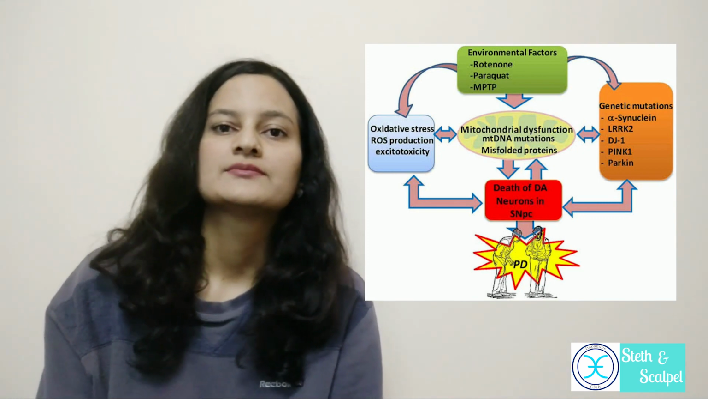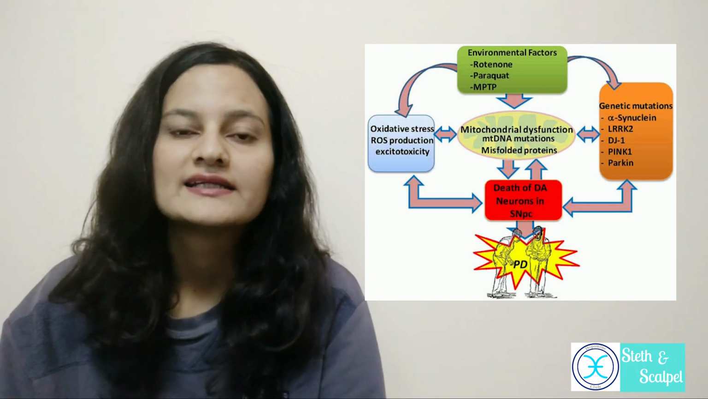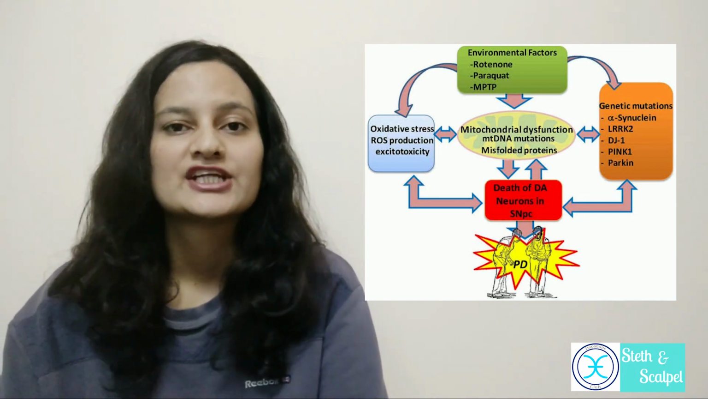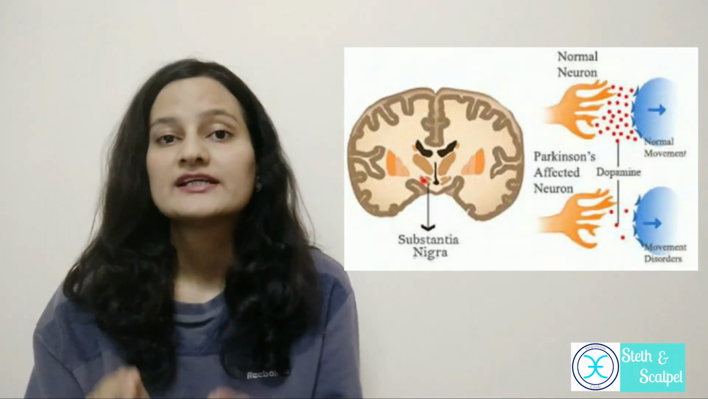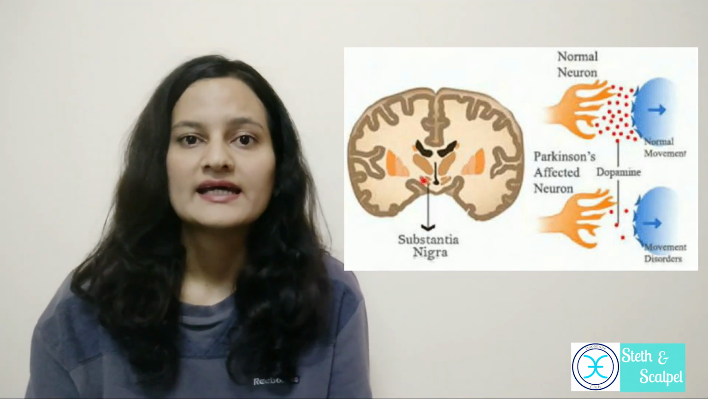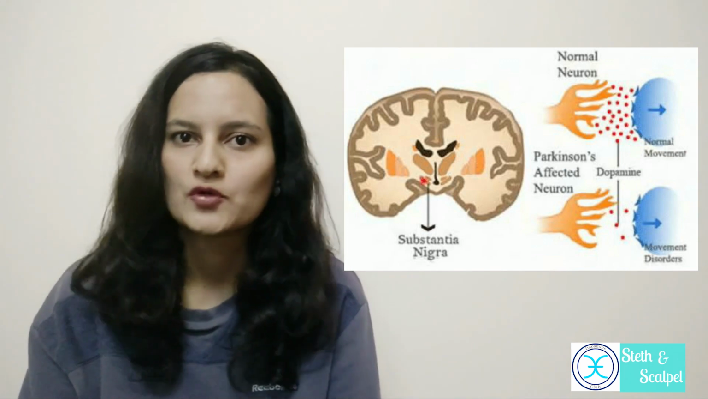Second thing is that it could be due to some genetic mutations like PINK1 or Parkin or alpha-synuclein genes, or it could be due to some medications like neuroleptics. But no matter what the risk factor is, ultimately the cause is that in the substantia nigra in the brain, particularly the pars compacta of the substantia nigra, the dopaminergic neurons undergo degeneration. So this produces the movement disorder.